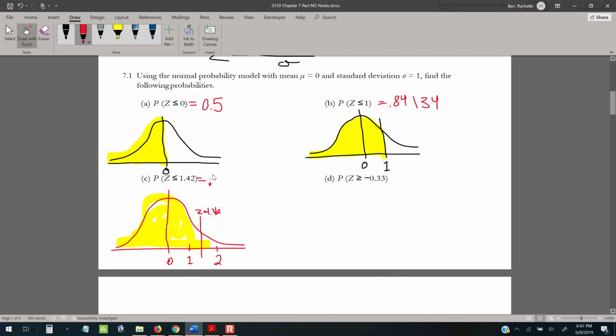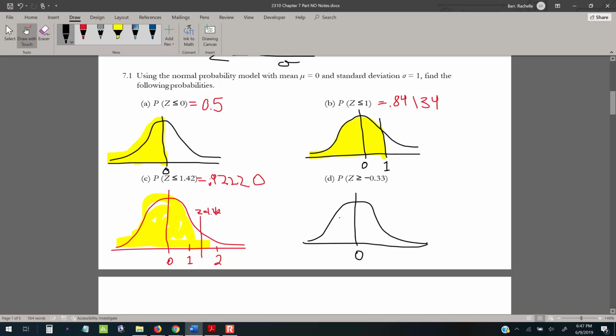Let's see, 0.92220. Alrighty, so then the next thing you've got to ask yourself is, what if I want to go right instead of left? That was awesome for an introduction.